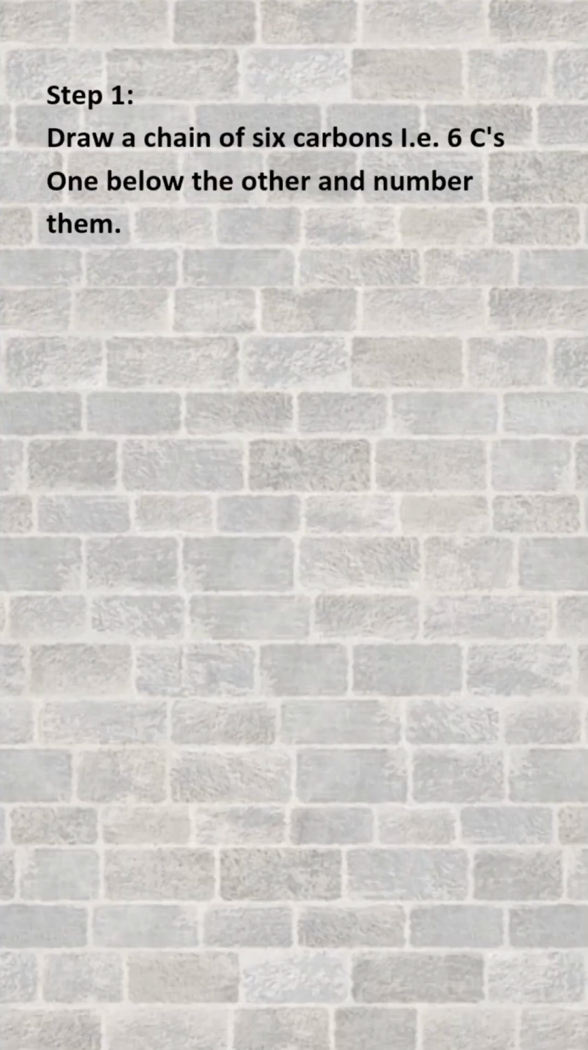Step 1. Draw a chain of 6 carbons, that is 6 C's, one below the other, and number them. So let us do that. Count with me. 1, 2, 3, 4, 5, 6. And here's the numbering.